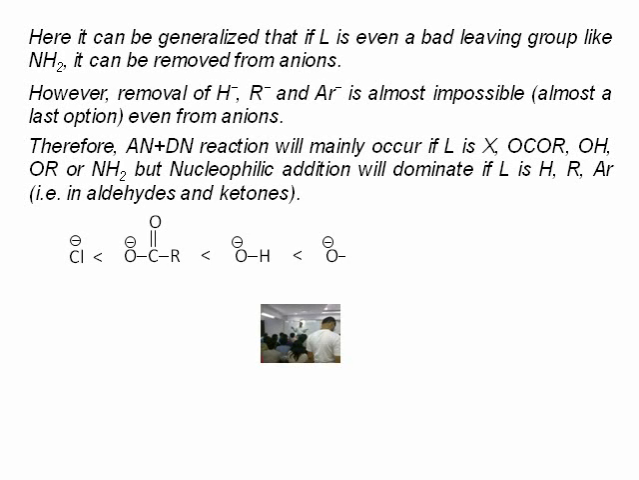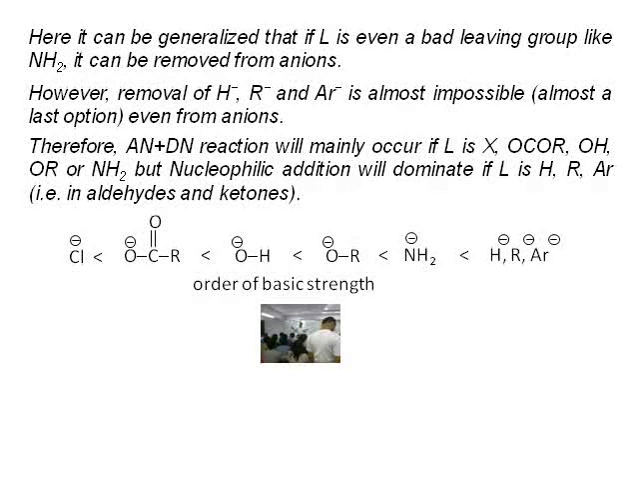If we discuss the basic strength of those leaving groups, Cl minus is a weaker base than RCOO minus, RCOO minus is a weaker base than OH minus, OH minus is a weaker base than RO minus, RO minus is a weaker base than NH2 minus, which are weaker bases than H minus, R minus and Ar minus. This is the order of basic strength.